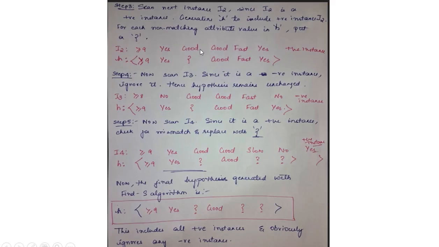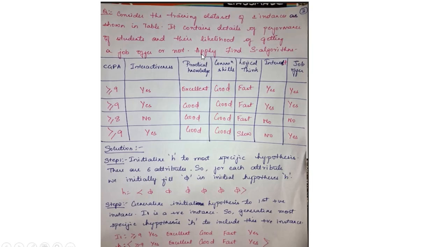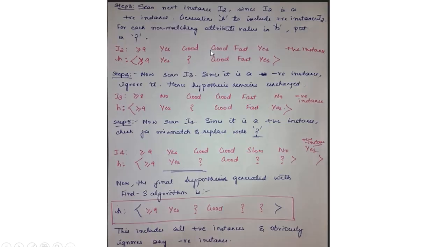If you see, the third attribute is good in I2, and the third attribute here in H is excellent. Since there is a change, I'm putting a question mark here. All the other attributes remain the same, so copy them as they are. So H is the new hypothesis here.